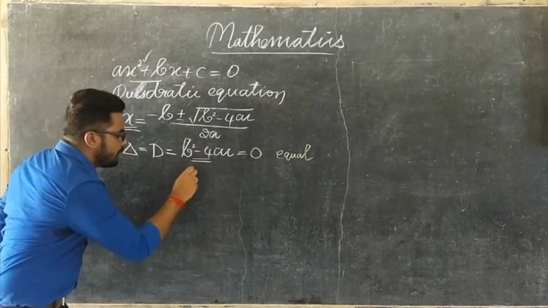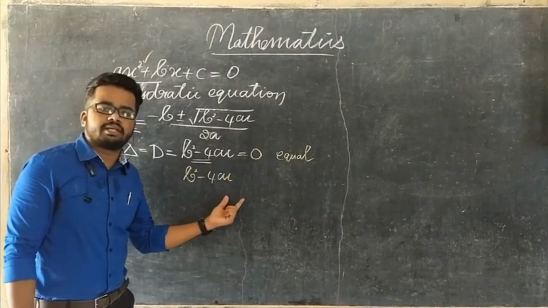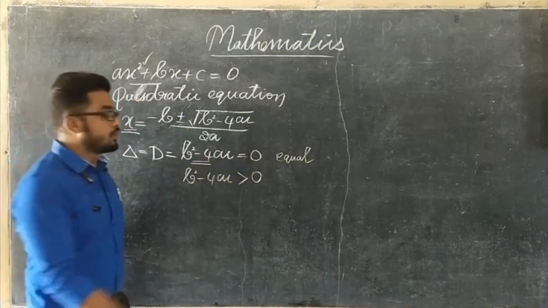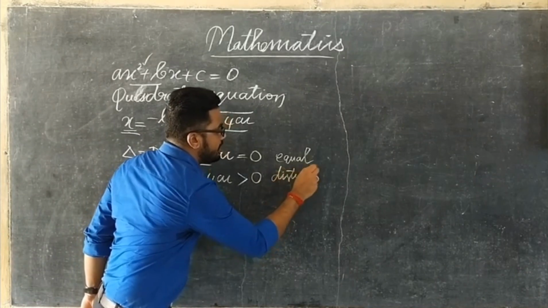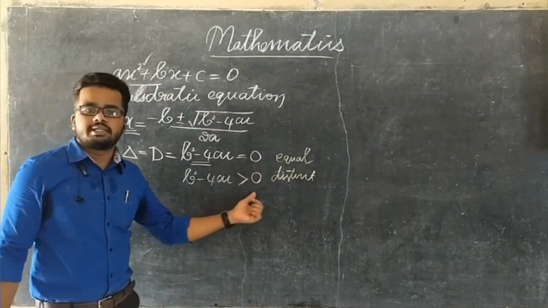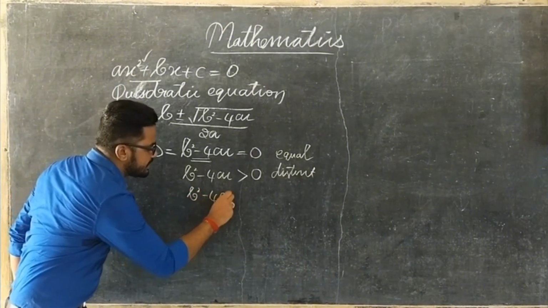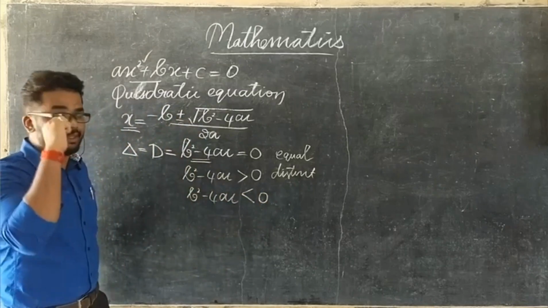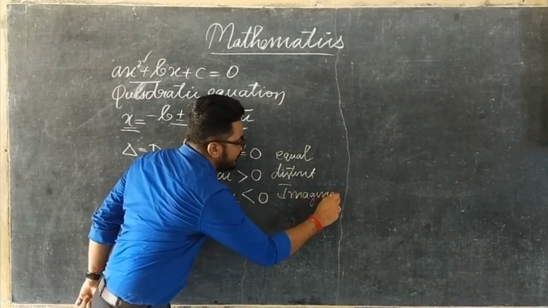What is the one more possible case? If b square minus 4ac is greater than 0, the roots are distinct. If b square minus 4ac is less than 0, then we call the roots imaginary.